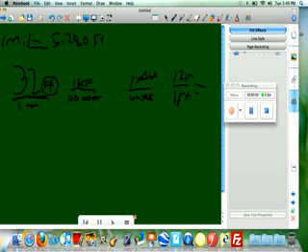You multiply these top numbers across and then these bottom numbers across. Okay, so 32 times 1 is 32, and then 32 times 12 is 384.